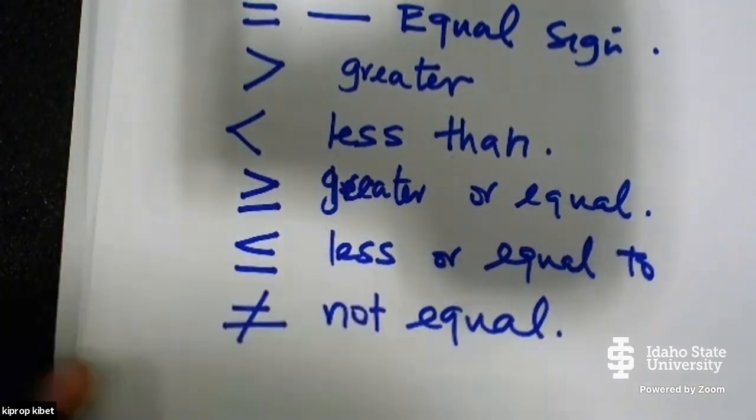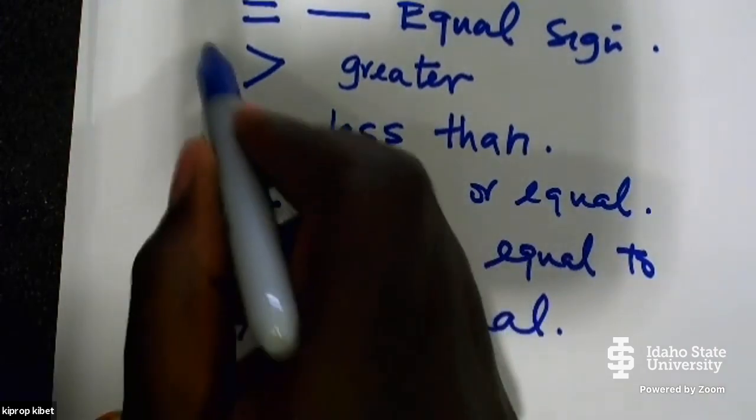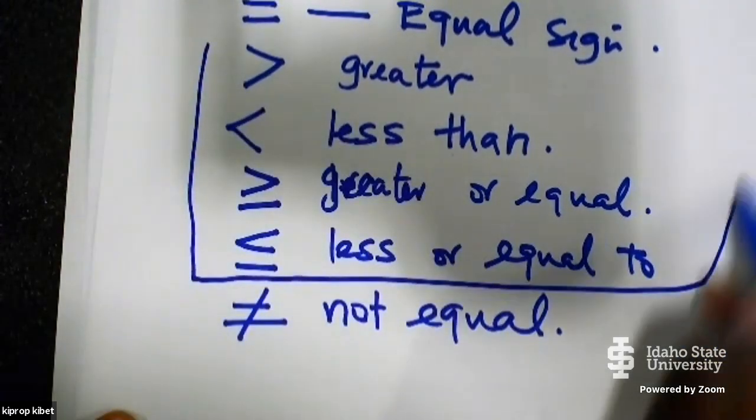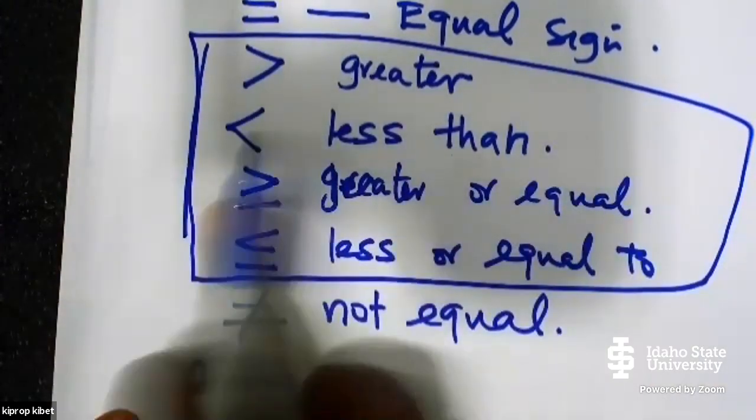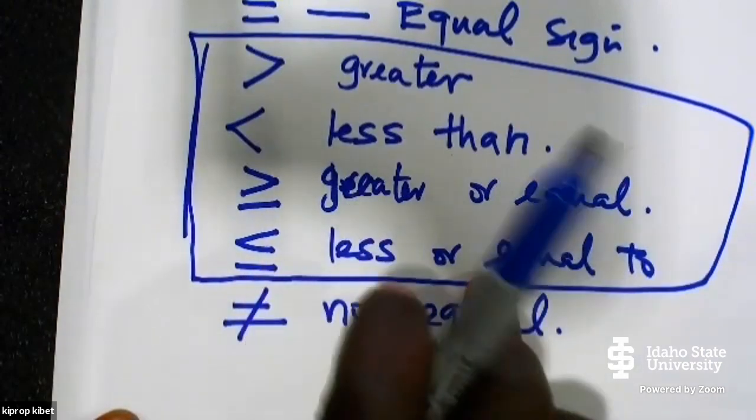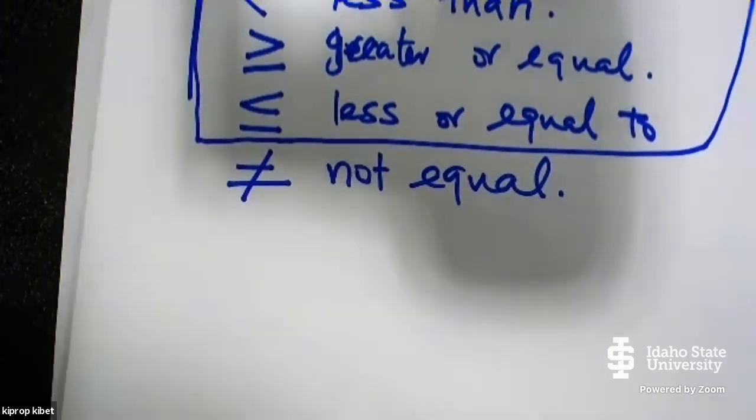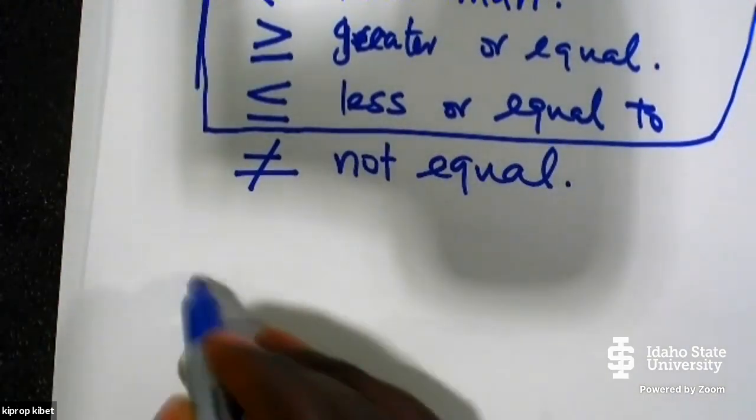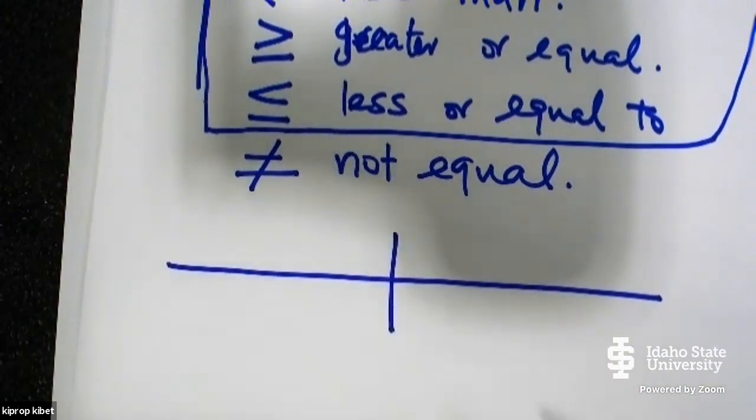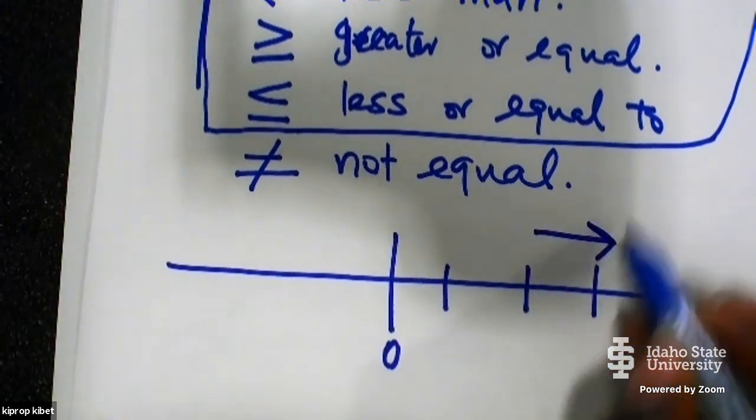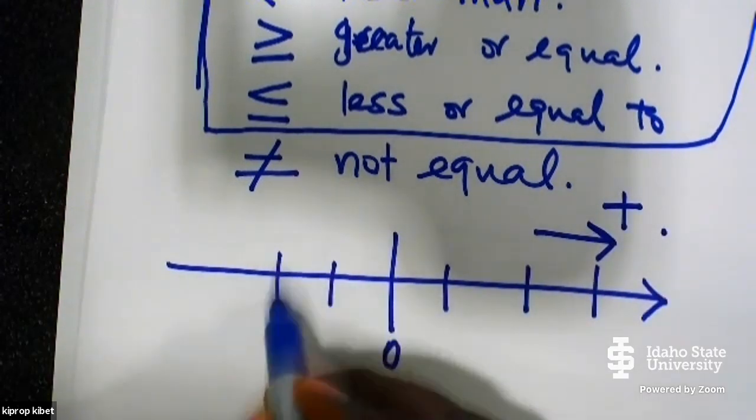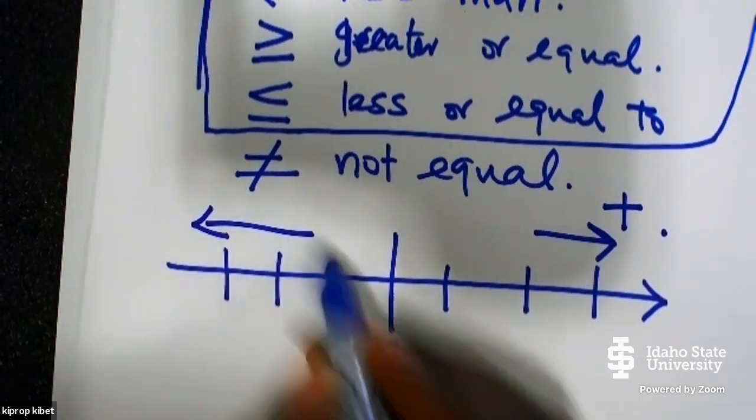So here, we will be looking at these inequalities: the greater than, the less than, the greater or equal to, the less or equal to. Okay, and then we're going to represent these values in the Cartesian plane. We always start from 0, then going this way is the positive direction, and going this way is the negative direction.